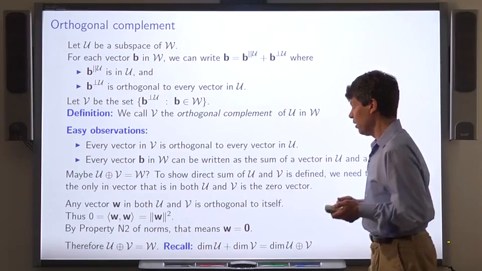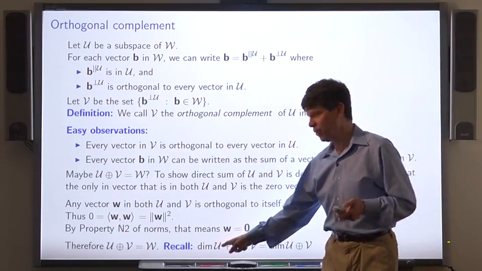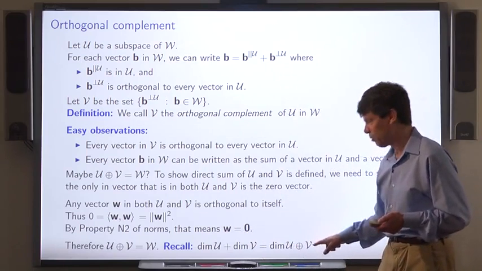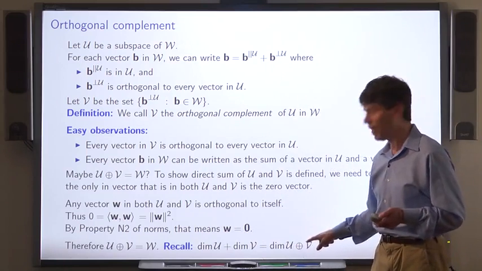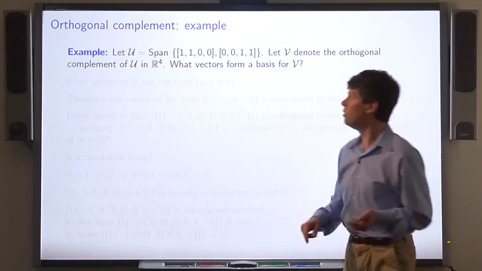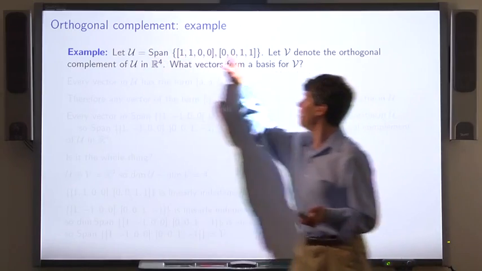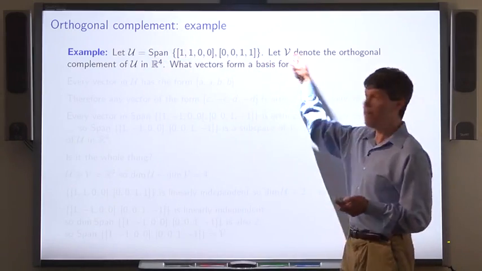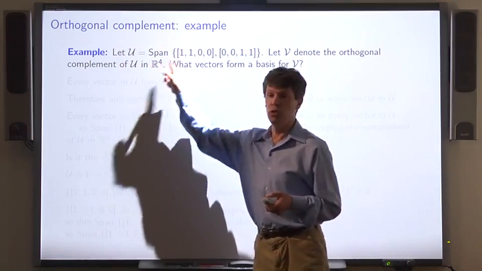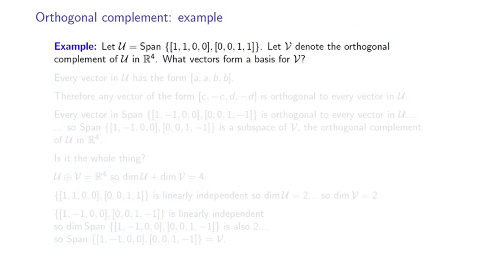Now remember that that means that the dimension of big U plus the dimension of big V equals the dimension of the direct sum, U plus V, which is W. So here's an example. Let big U be the span of these two vectors, and let big V denote the orthogonal complement of U in R4. What vectors form a basis for big V?